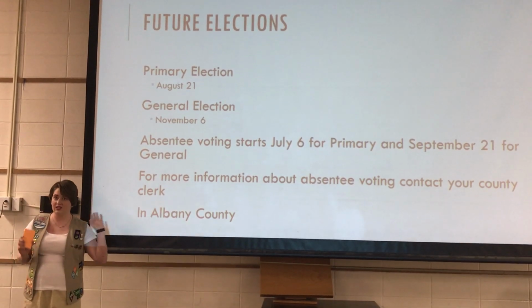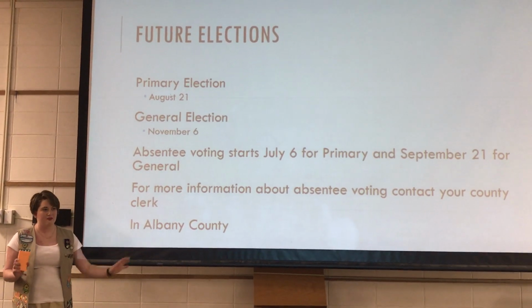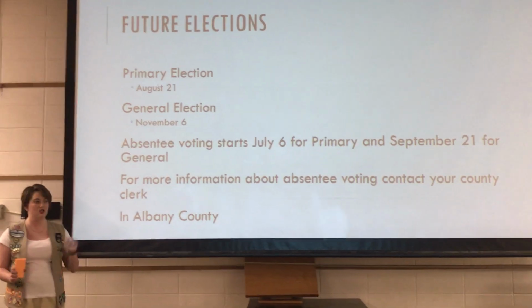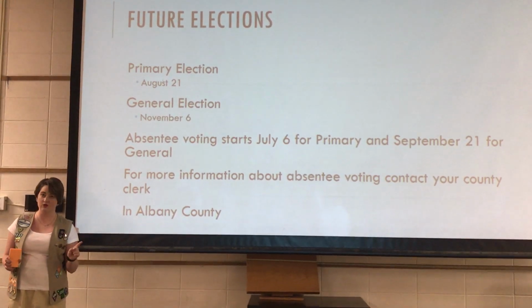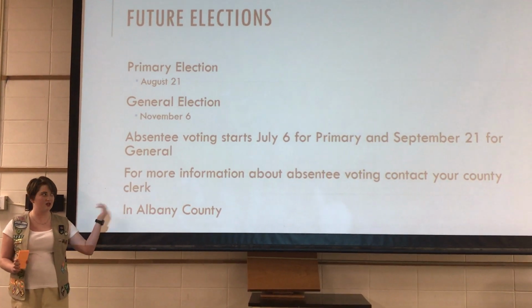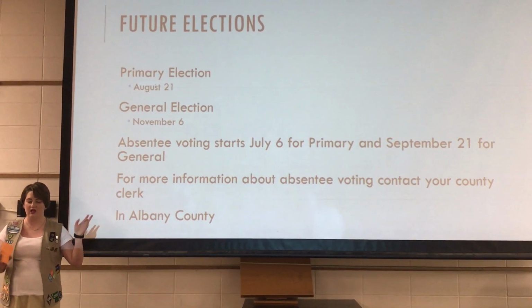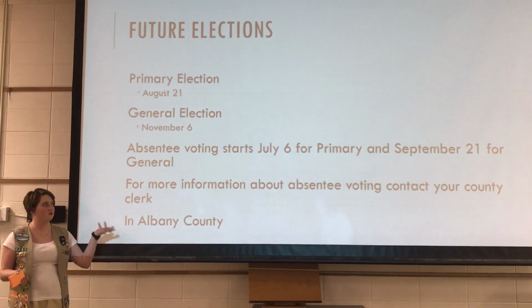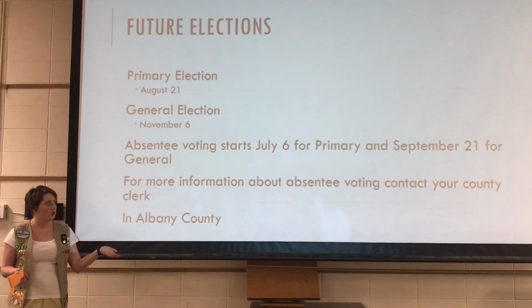There are several different ways that you can vote in the state of Wyoming. If you can't make it to your polling place on election day, you can go to the courthouse in advance and vote. In that case, for the primary election, you could have started voting on July 6th. And for the general election, you can go to the courthouse and vote on September 21st.